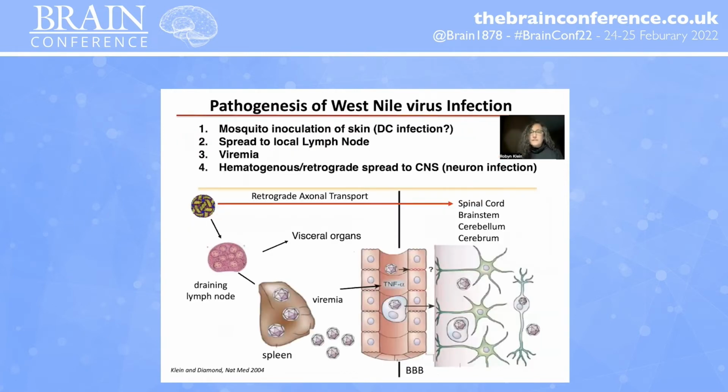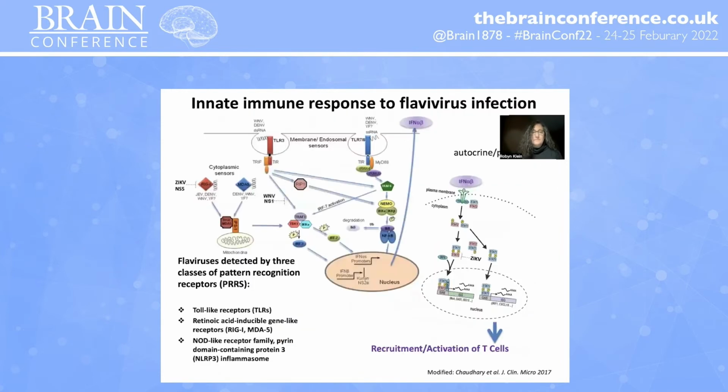West Nile is deposited in the skin by a mosquito, where it may be taken up by Langerhans dendritic cells and where it spreads to local nodes. There's a short-lived and low-level viremia, and then the virus in some patients can spread to the central nervous system. It can spread via retrograde axonal transport or cross the blood-brain barrier. Once it gets into the central nervous system, it targets neurons and only neurons.